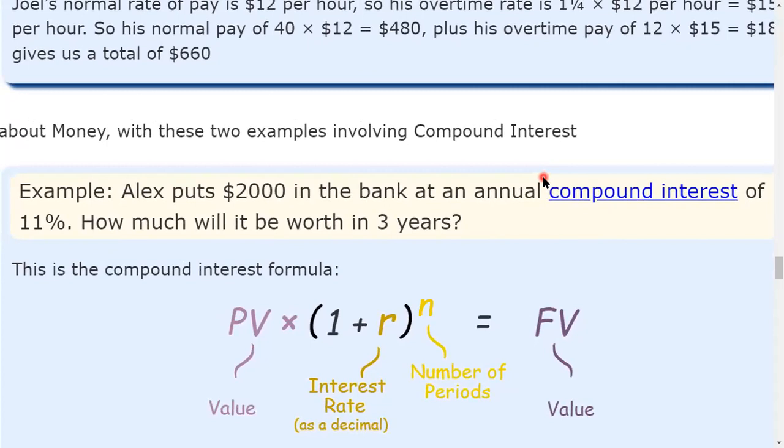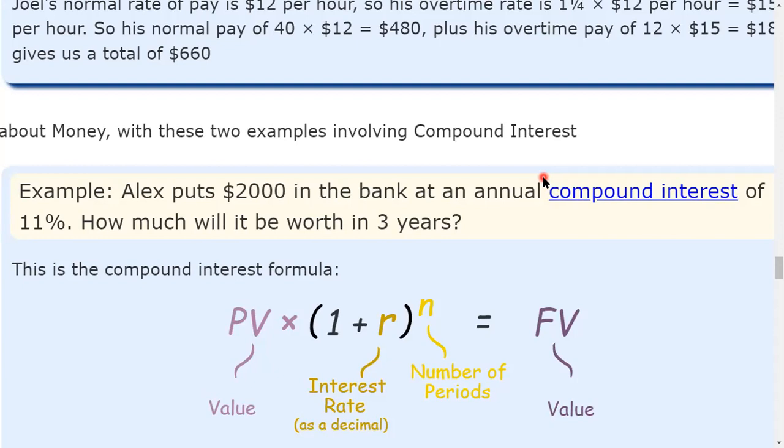Example: Alex puts $2,000 in the bank at an annual compound interest of 11%. How much will it be worth in 3 years? The problem is very simple, just a one-sentence problem. This amount of $2,000 is in a bank, the rate is 11% per annum, and how much after 3 years? There is a principal amount, a time period, and the rate is given.